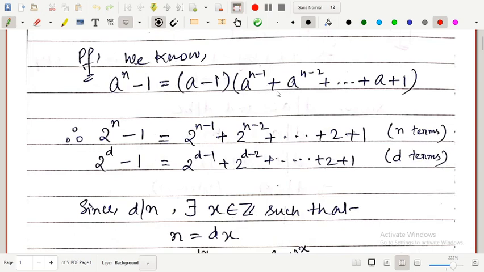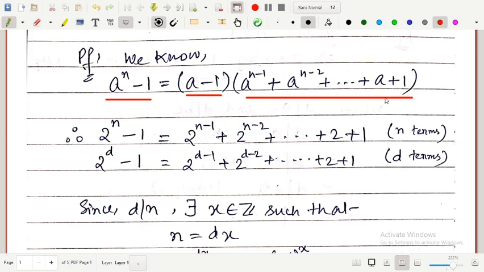So first of all, the proof begins like this. We know this formula. We are already familiar with it; we have discussed it many times before. a to the power n minus 1 is equal to (a minus 1) into (a to the power n minus 1 plus a to the power n minus 2 plus ... plus a plus 1). Fine. Now if you divide a to the power n minus 1 by a minus 1, you will definitely get this as your quotient, and the remainder will be 0.